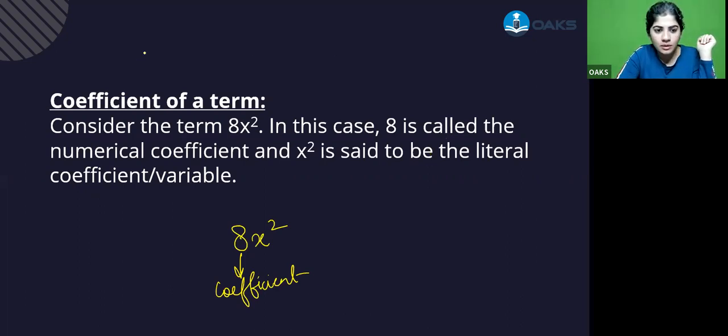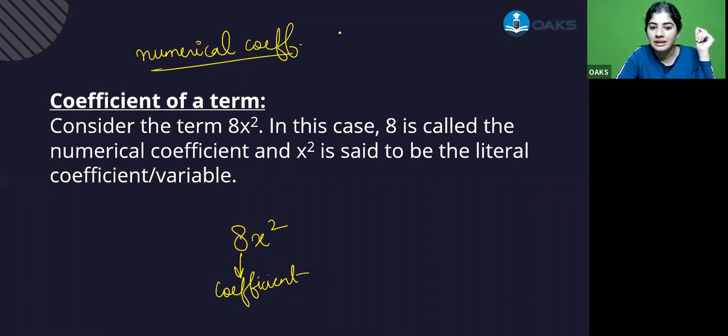So do you remember what numerical means? Numerical is just related to number. So numerical coefficient means 8 in 8x square. And x square is said to be the literal coefficient.